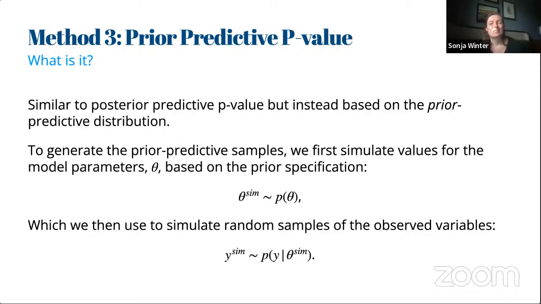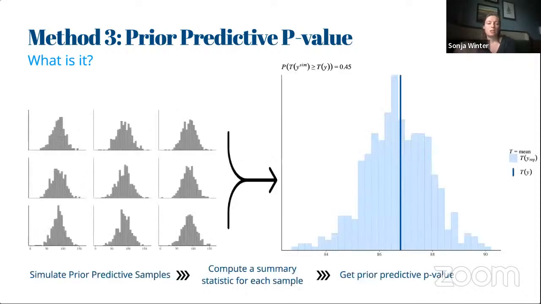To get this distribution, we look at our model and our priors, but we don't include our data in creating this prior predictive distribution. So it's completely based on the information that we provide through our priors. To generate these samples, we start by simulating values from the model parameters, which are just based on those prior specifications. And then we use those values for the parameters to simulate random samples of our observed variables.